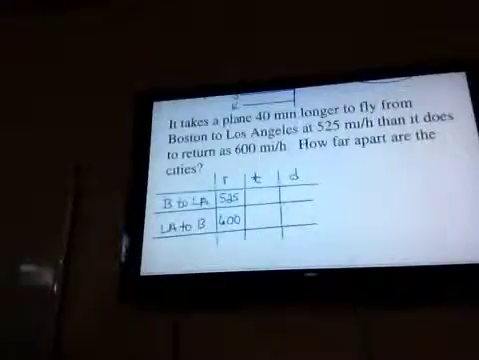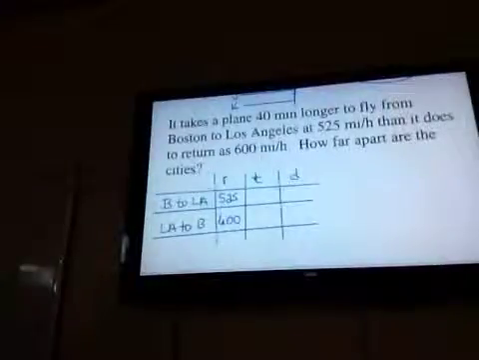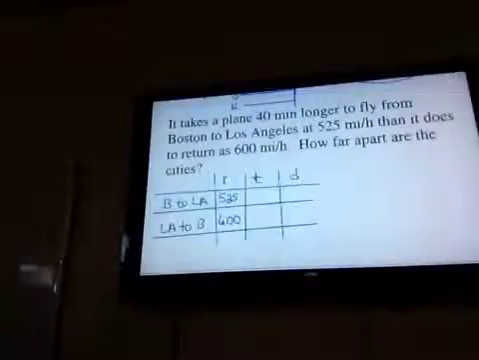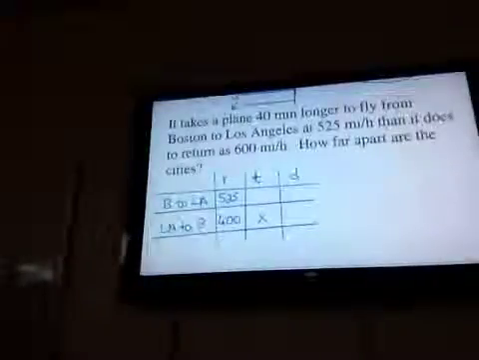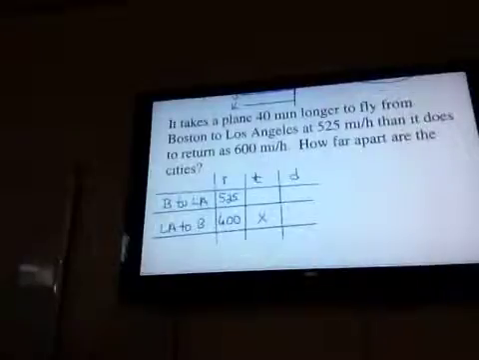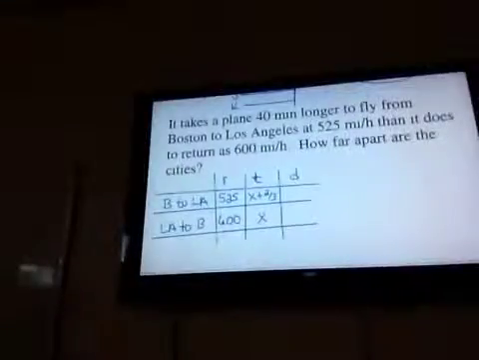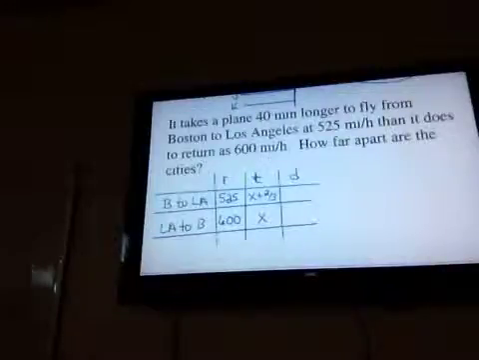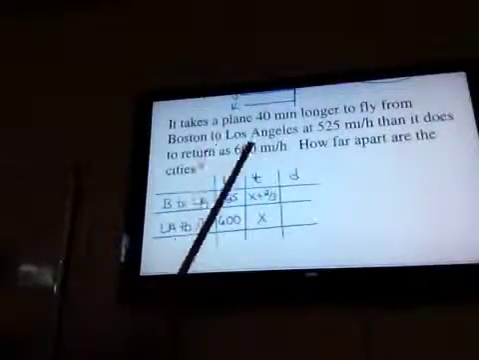So, let's do this. Let's see if you can know the difference. Because it doesn't matter where you put your X. It really doesn't matter which one you put your X on. Okay? So if I put my X here, what's Boston to LA? Let me say it. X plus 2/3. 40 minutes longer from Boston to LA. If you put then your x on Boston to LA, then it's going to be x minus 2/3. Okay, so 40 minutes longer to fly from Boston to LA.